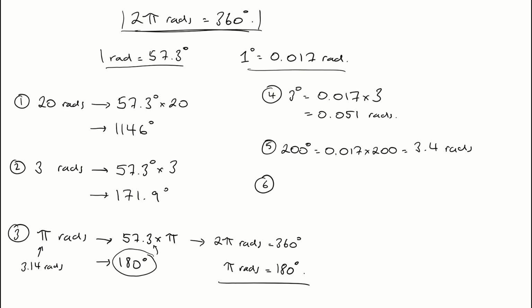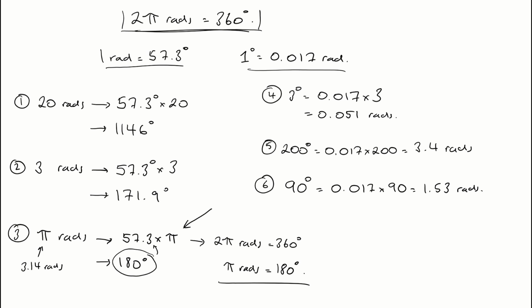Finally, question 6, we're going to do a similar one to what we explored down here. I'm going to look at 90 degrees. Now again, I could do my 0.017 and multiply that by 90, and I will get 1.53 radians.